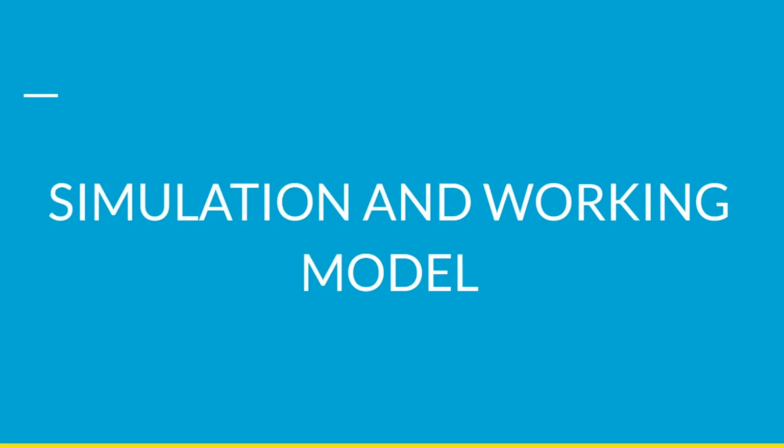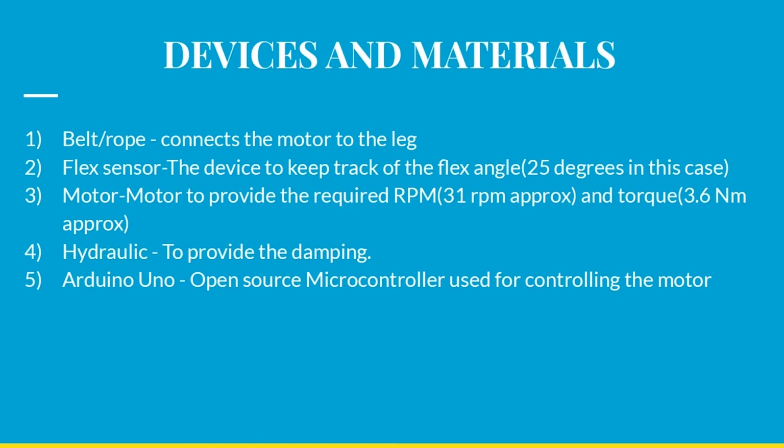Now we move on to the simulation and the working model. Devices and materials. First is a belt or a rope that connects the motor to the leg, followed by a flex sensor, that is a device to keep track of the flex angle, 25 degrees in this case. A motor that is being used to provide the required RPM and torque to lift the leg. A hydraulic to provide damping and flexural support, followed by Arduino, that is a microcontroller being used for controlling the motor.